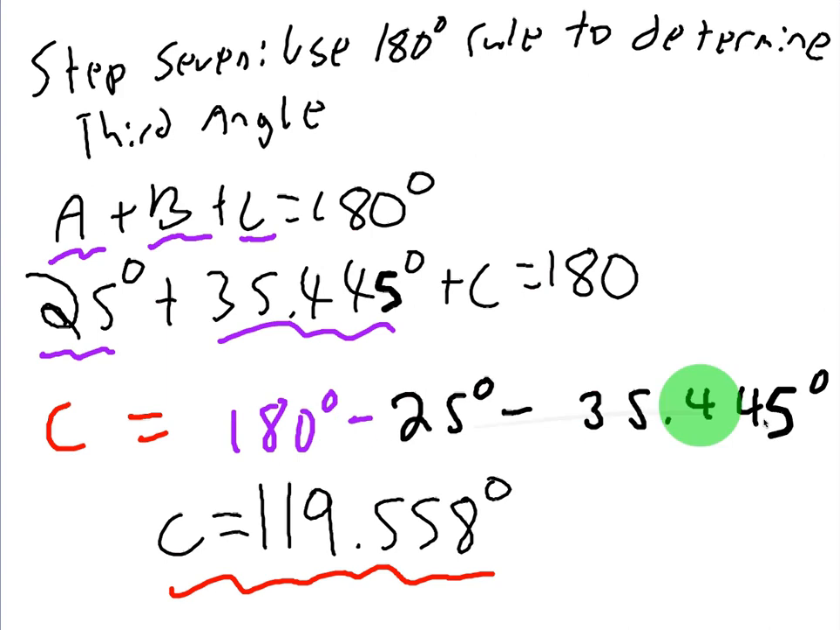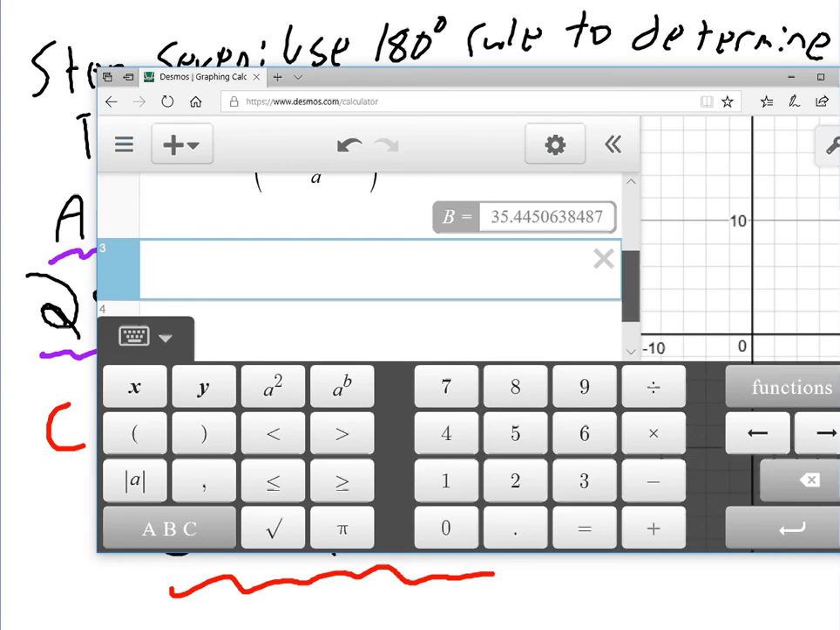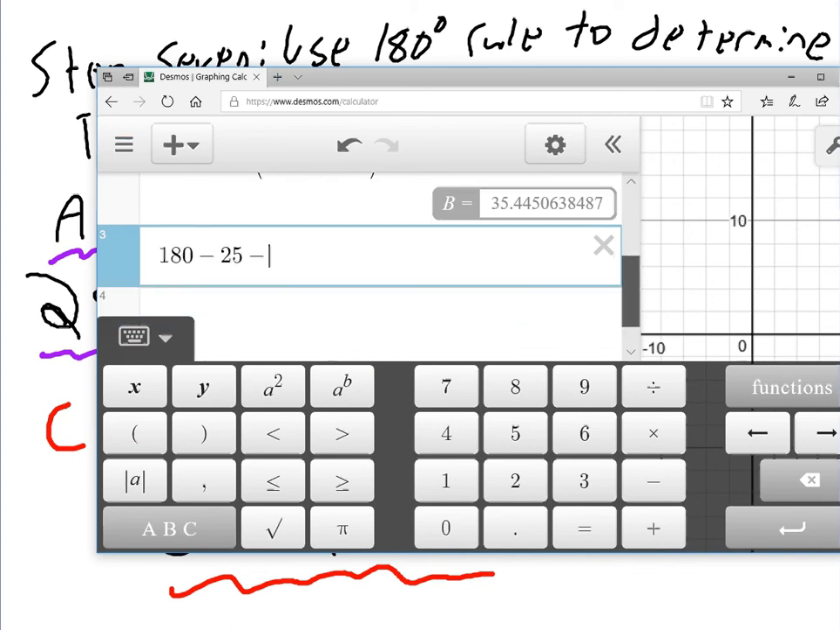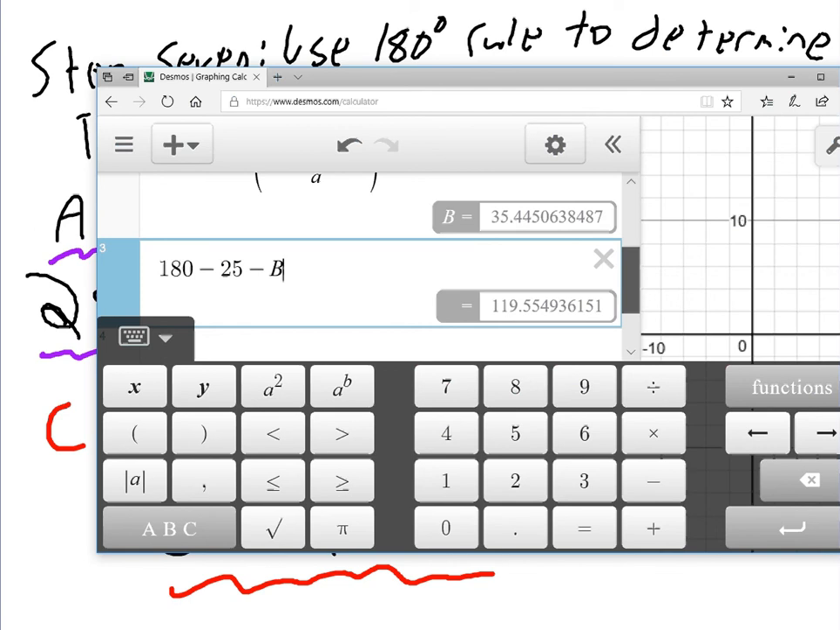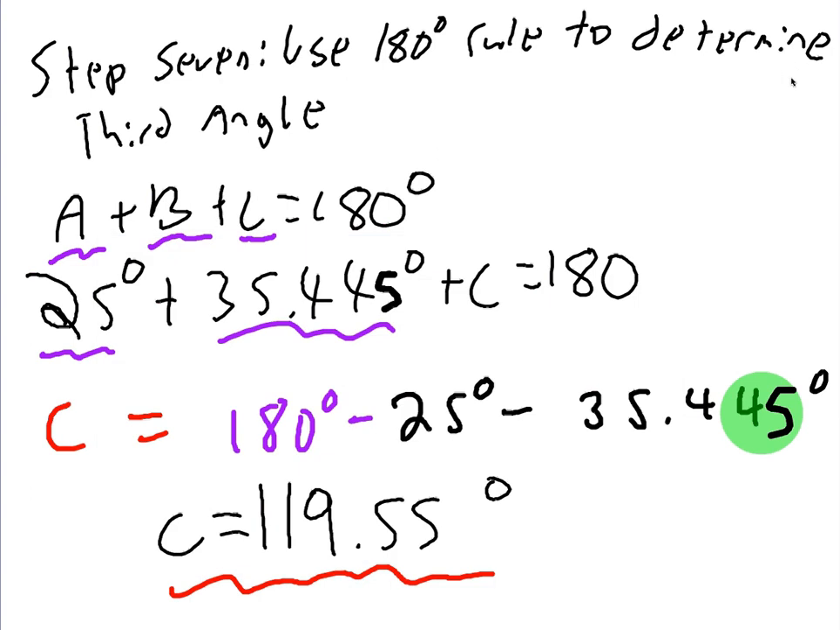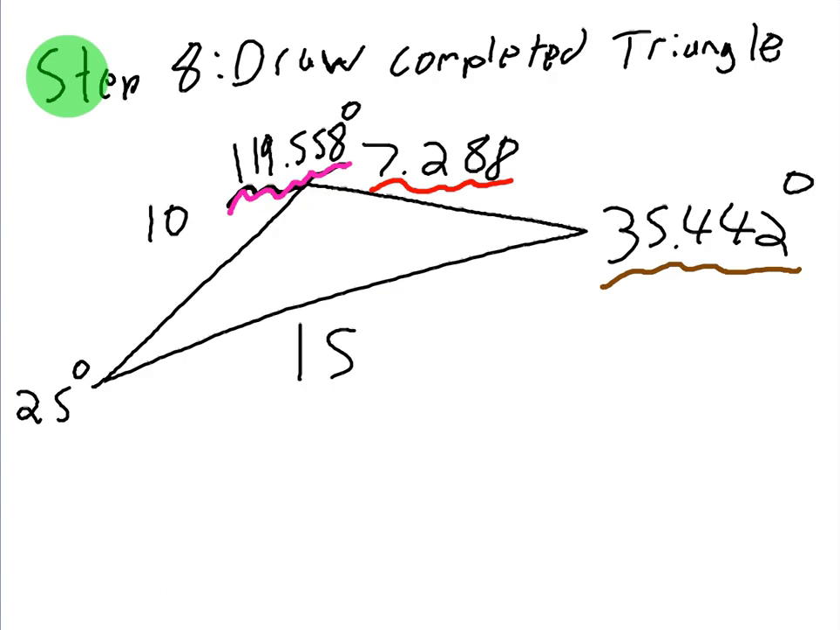So I'm going to plug this into my calculator. Obviously, I'm going to get a different decimal place here. So I'm just going to do 180 minus 25 minus my big B that I just stored. And I get 119.55. It's going to round to a 5, right? The last one. Now it's not repeating, but it will round to that. And now that I have my big C and my big B, I can label my triangle here.